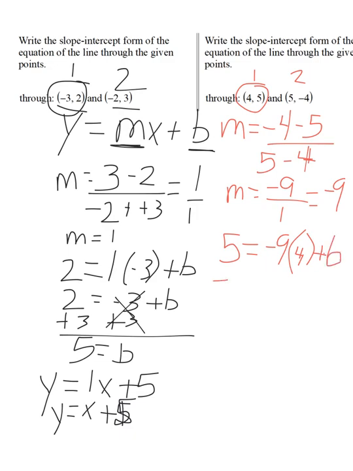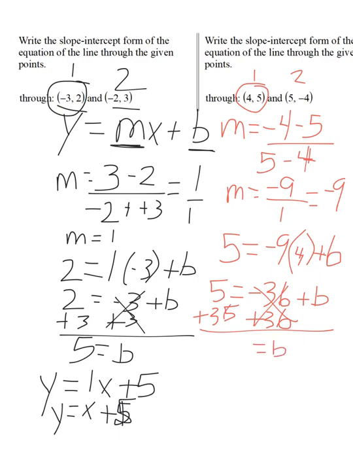All right, now I'm going to solve this equation. I know 5 is equal to negative 9 times the 4 would be negative 36 plus b. Cancel out that 36 with a positive 36. That goes away, and now I can see that my y-intercept, my b value, is, I wrote 35 instead of 36. 36 plus 5 is 41. So now the equation's going to be y is equal to, my slope was negative 9. Now I need my x, and then my y-intercept is positive 41.